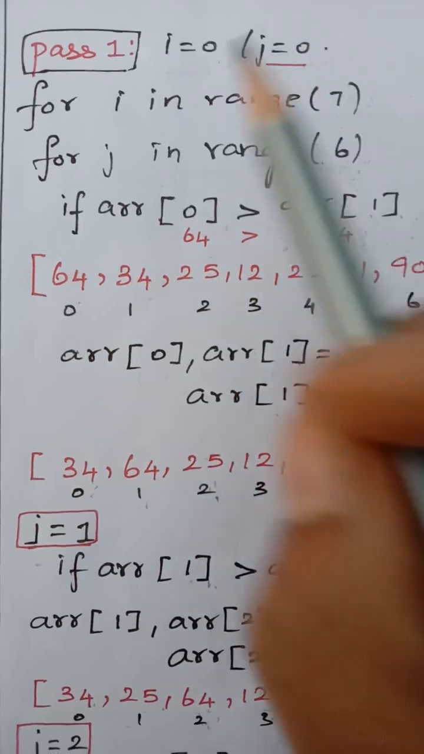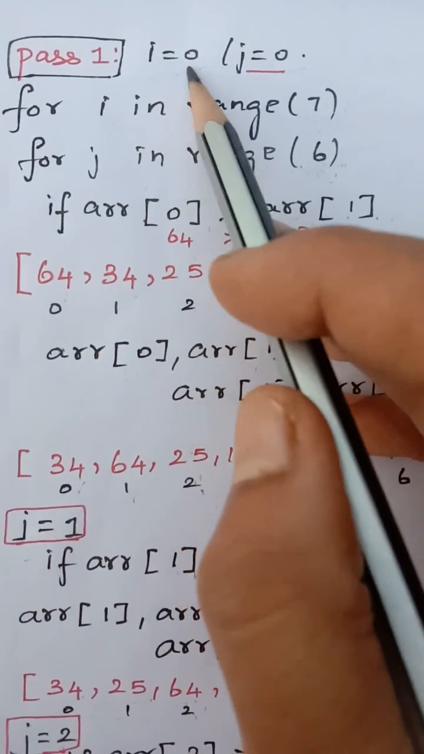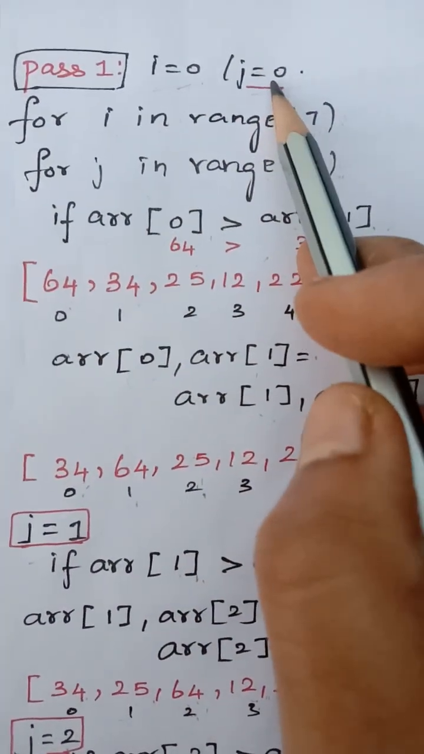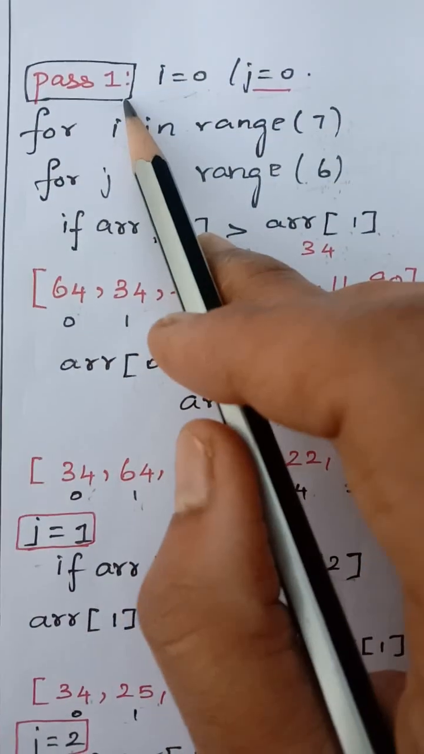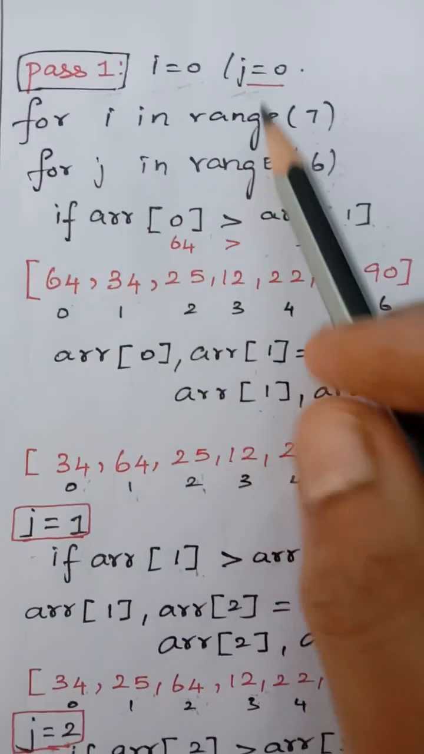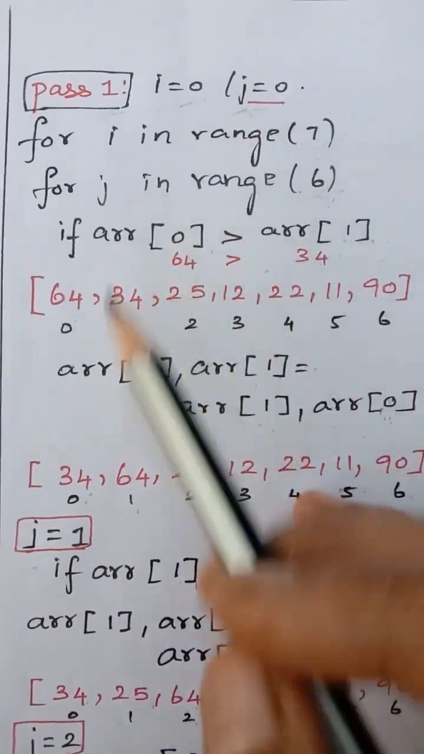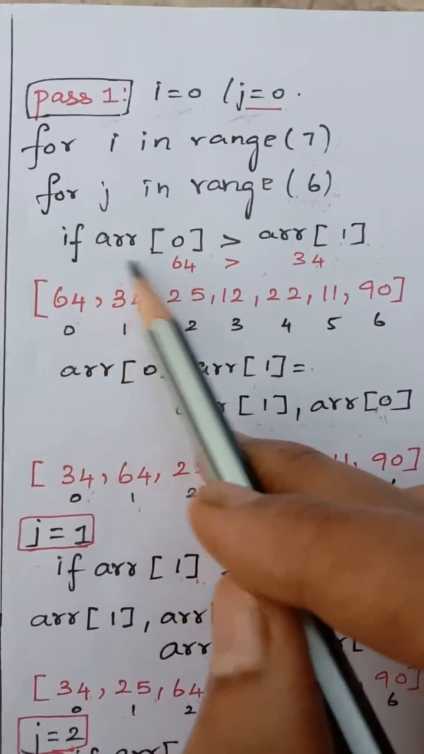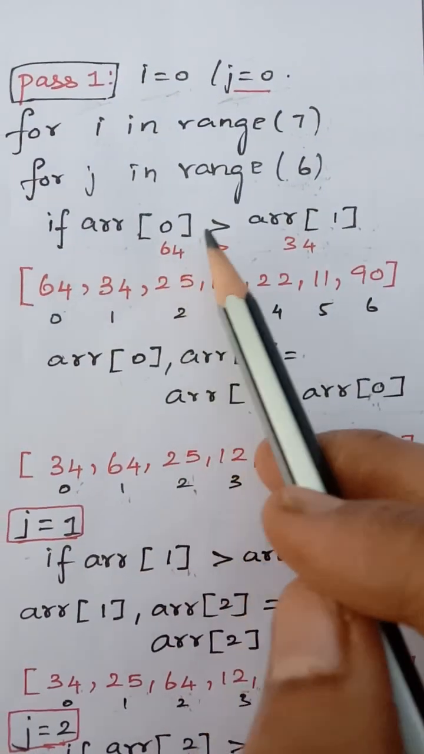Okay, so what is the initial value for i? It is 0, and j is equal to 0 at the start in this pass 1. Then the value changes for j in this pass 1. For j equal to 0, let's substitute here. This is the condition: if arr[0] greater than arr[1].